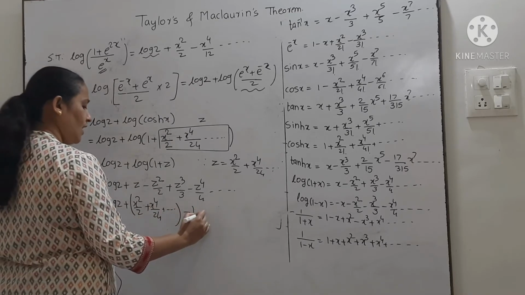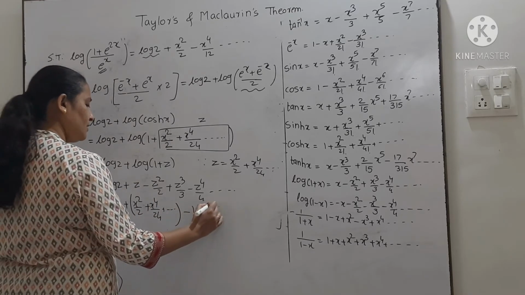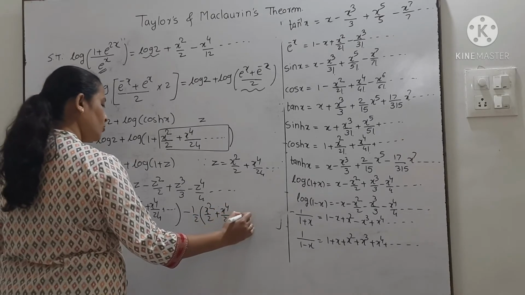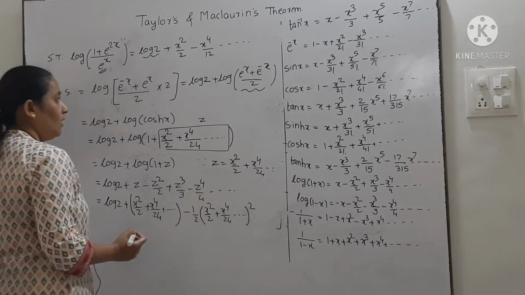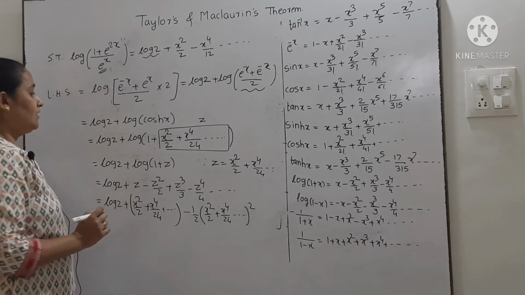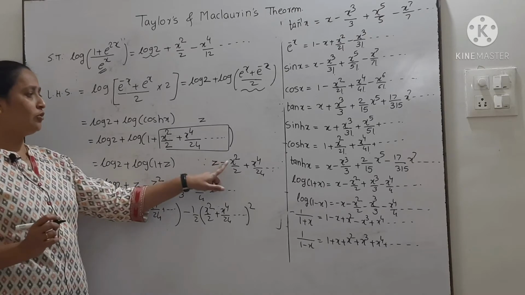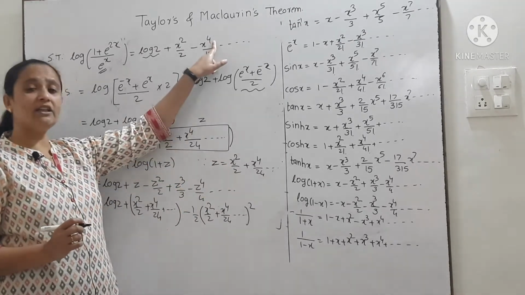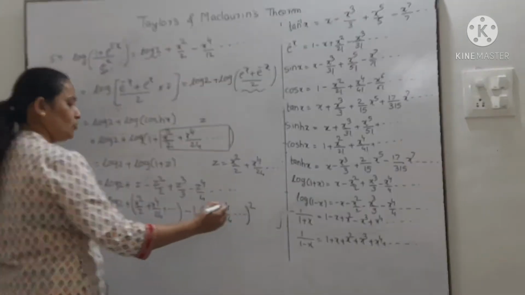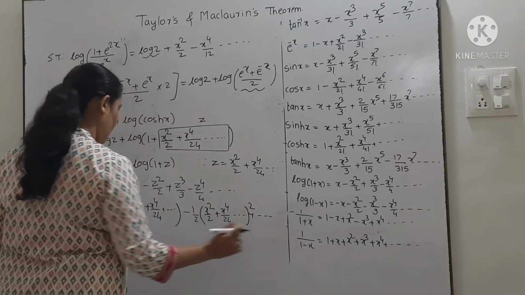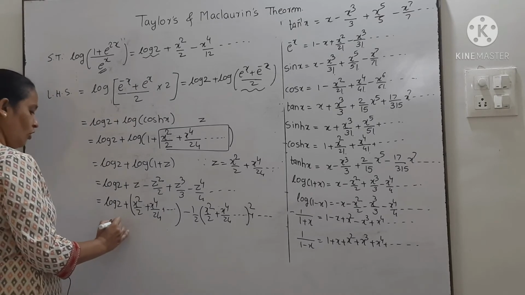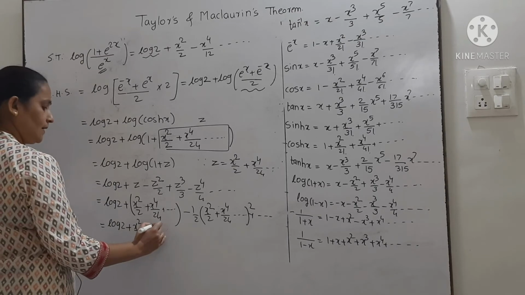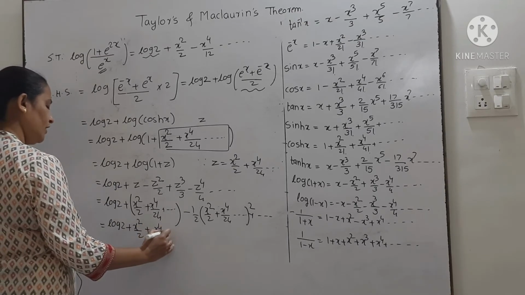So it is minus half outside z square, that means x square upon 2 plus x raised to 4 upon 24, and so on, its square. We want terms up to x raised to 4. If I take z cube, it will be x square cube, and x square cube is x raised to 6, which is greater than 4. So we'll neglect that term and so on. That is equal to log 2 plus x square upon 2 plus x raised to 4 upon 24.